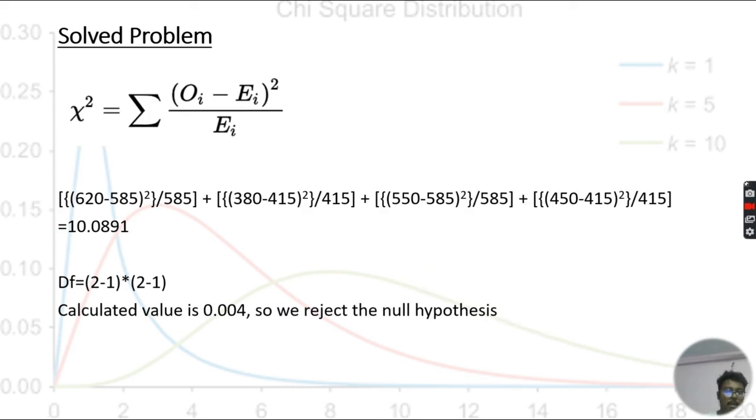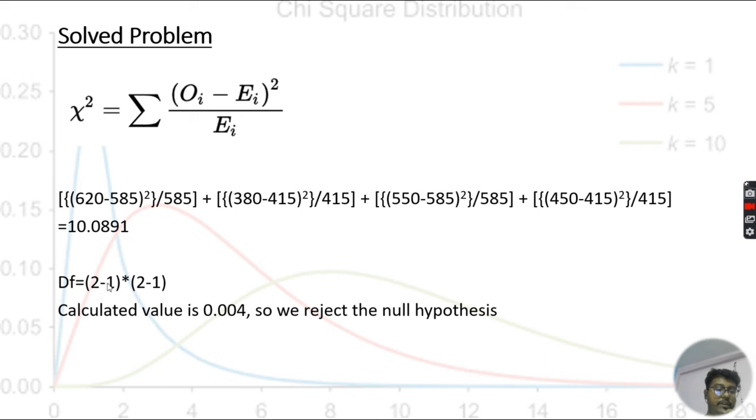Now, putting in the chi-square formula. What is the chi-square formula? I have also discussed this previously, and again I am telling you the chi-square. Here, O is the observed value and E is the expected value, and this is how I have shown you the total chi-square value is calculated. Now, 620, as I have shown you in the previous slide, 620 is the observed value and 585 is the expected value. And if we go on like this, we will get that the total chi-square value is 10.0891.